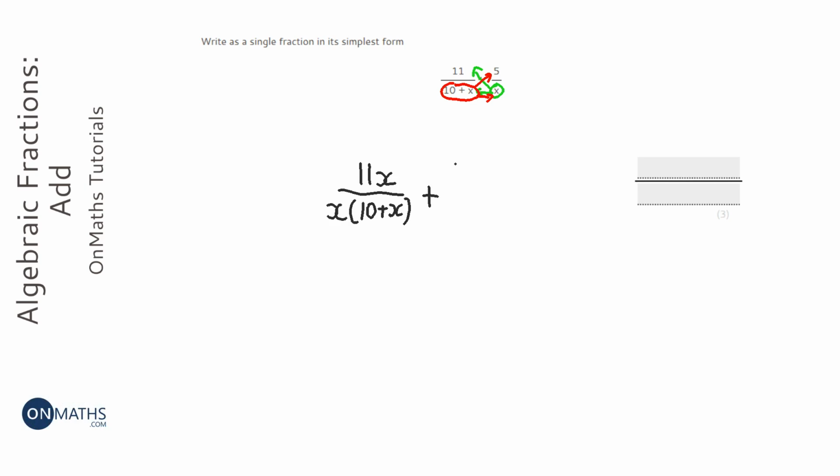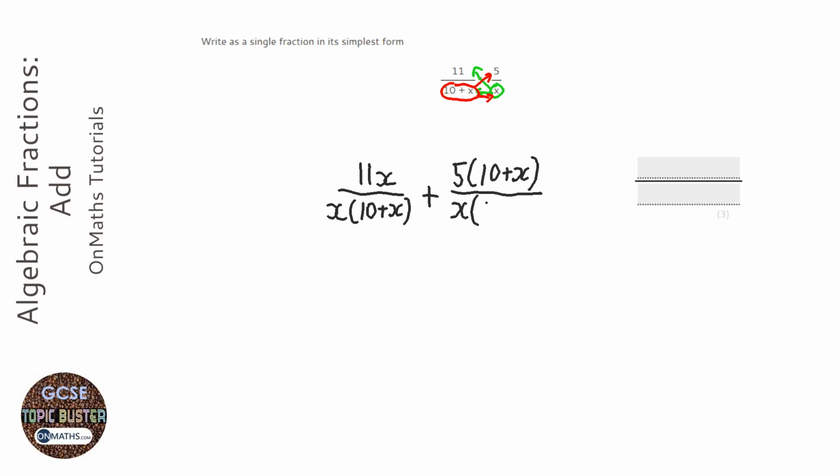Then I'm going to times the 5 by the 10 plus x, and I'm going to times the x by the 10 plus x. Now, something I've done instinctively, and a lot of people make mistakes on, is I put brackets around the expression 10 plus x, and if you don't do that, you will end up, say here, just timesing the x by the 10 and not timesing the x by the x on the right hand side. So always put expressions that are in fractions in brackets.